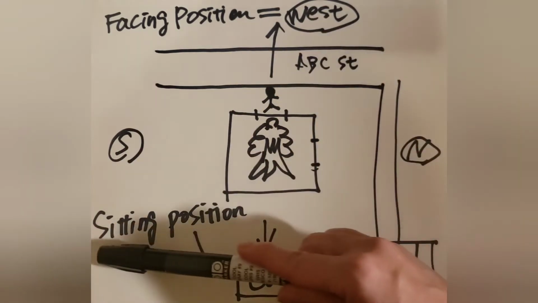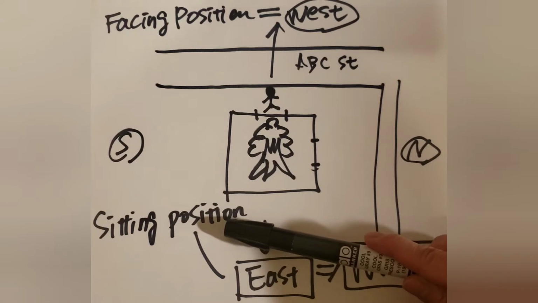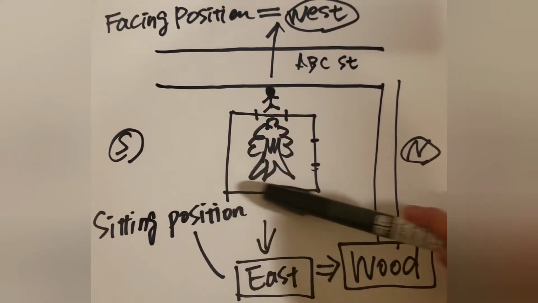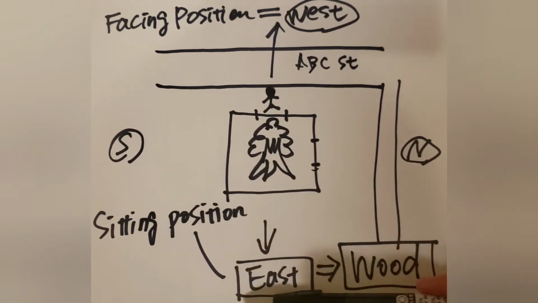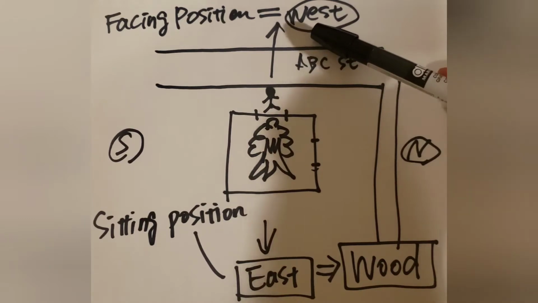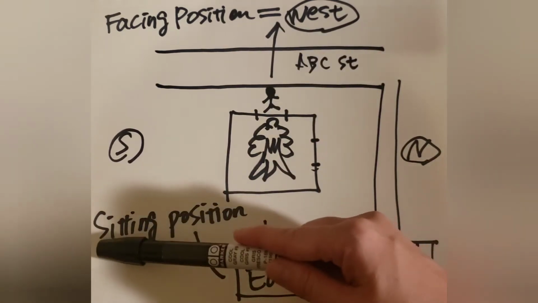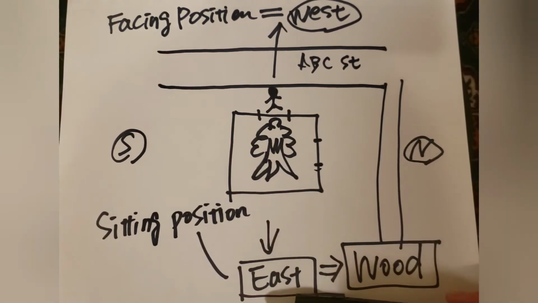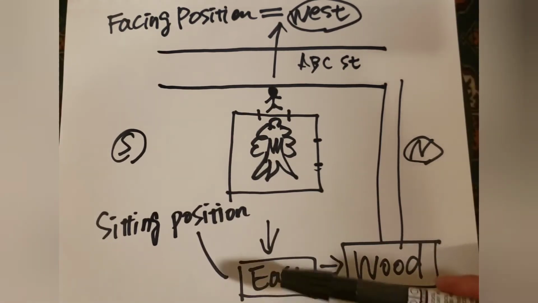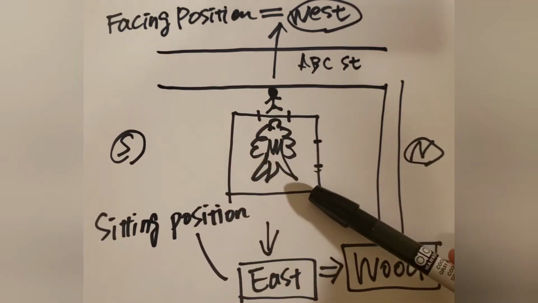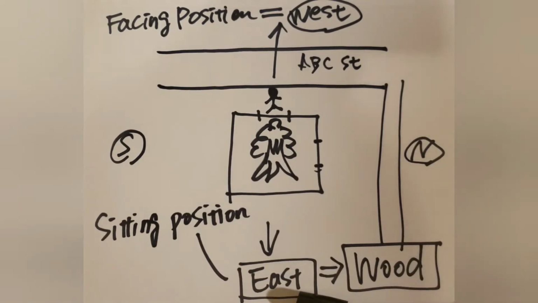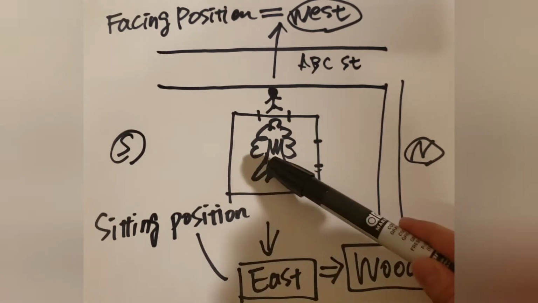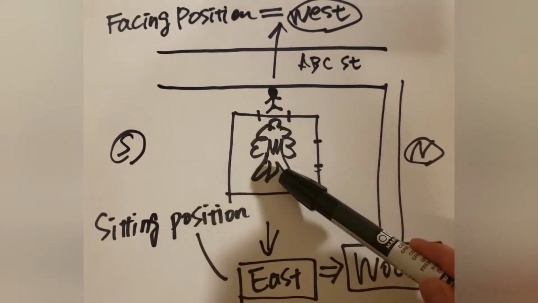And we have the sitting position here. That means this is the back side of the building or house, and that's toward east because it's opposite from west. So we call it sitting position, east. This means my apartment building, with facing position west and sitting position east, has a personality of wood. That's why I drew a picture of a tree here.